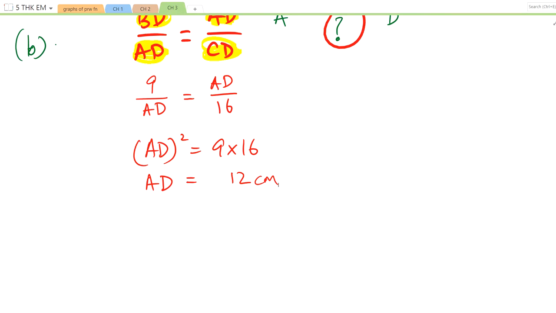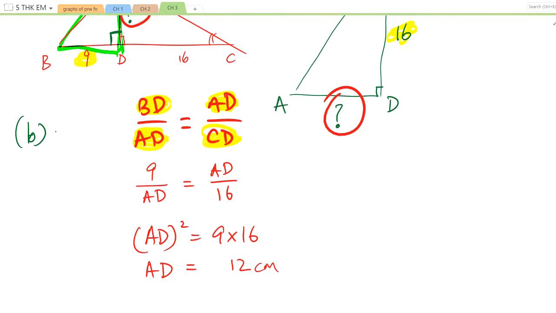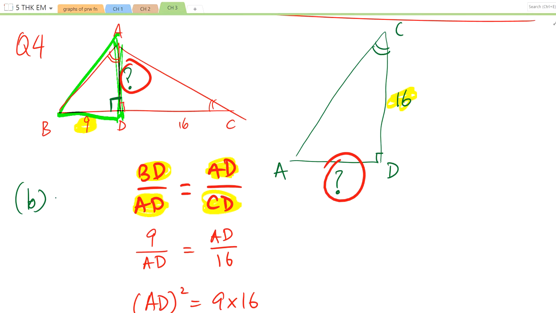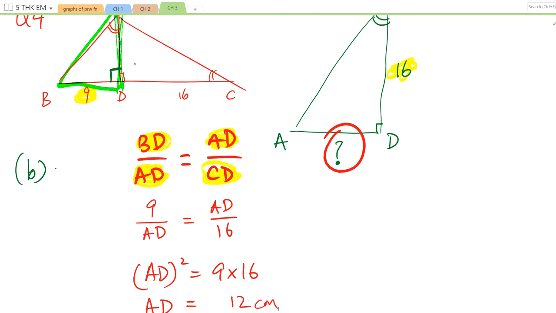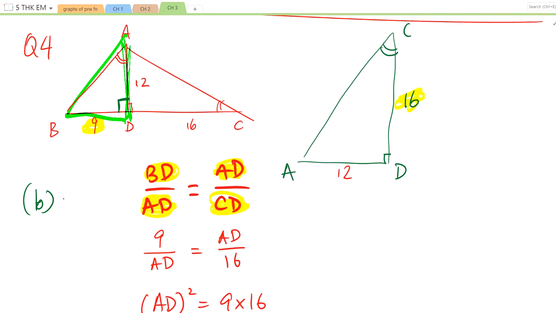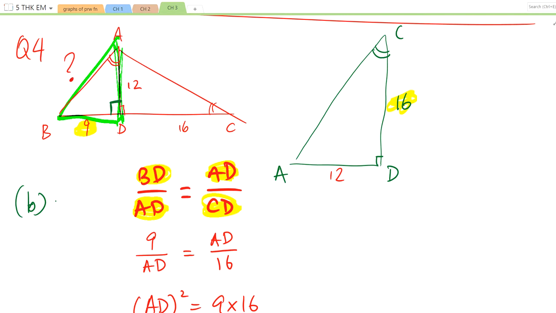Next, to find the length of AB. Okay, we found that AD is actually equals to 12. I use Pythagoras. Okay, wait, this is 12. This is 12. AB. Where is AB? This is my unknown now. Yes, you're right. You can use Pythagoras theorem. Do you want to use the small triangle or the big triangle? Would there be a difference? No, there shouldn't be a difference. And you can do that yourself.